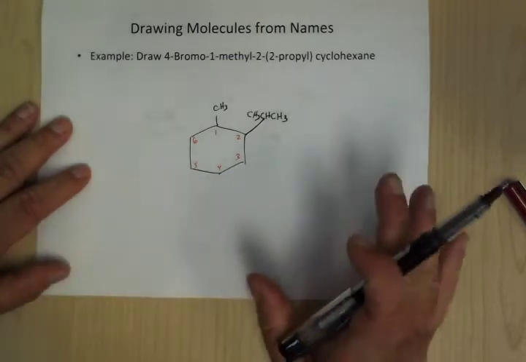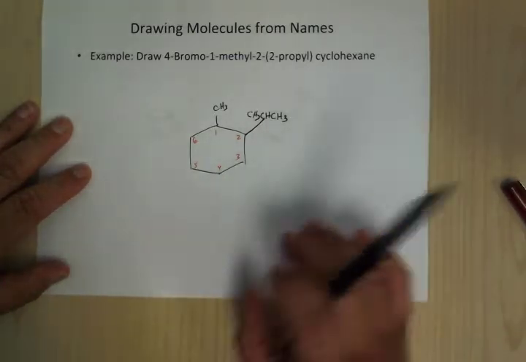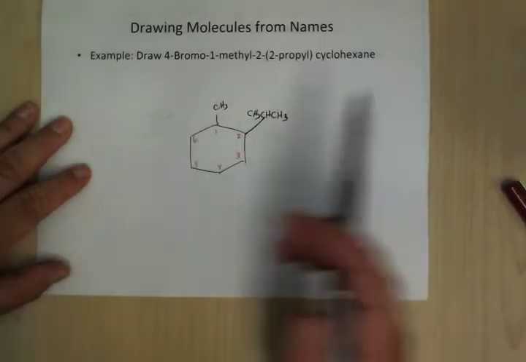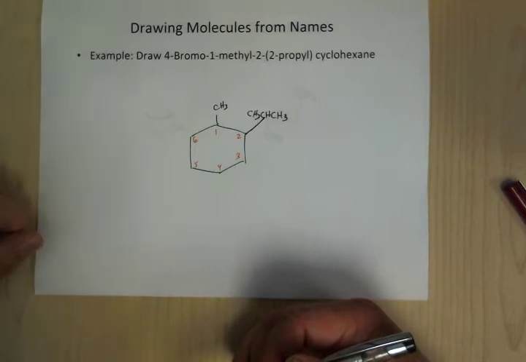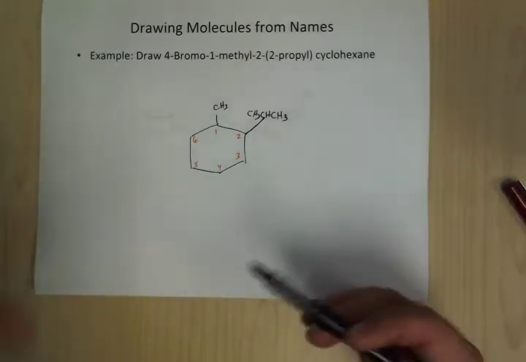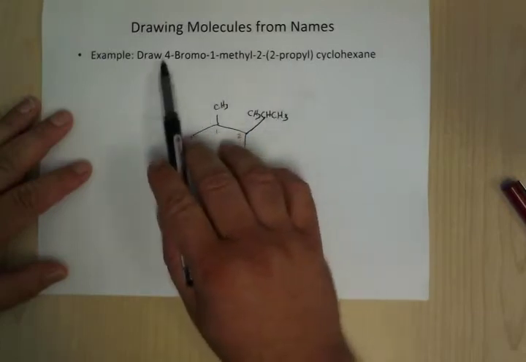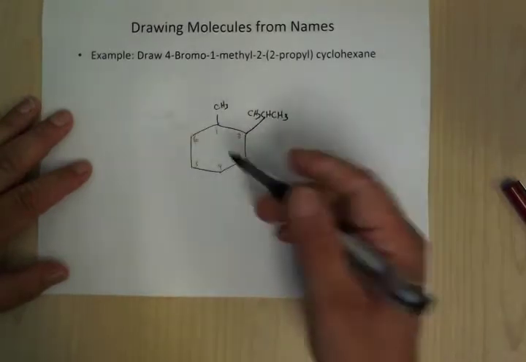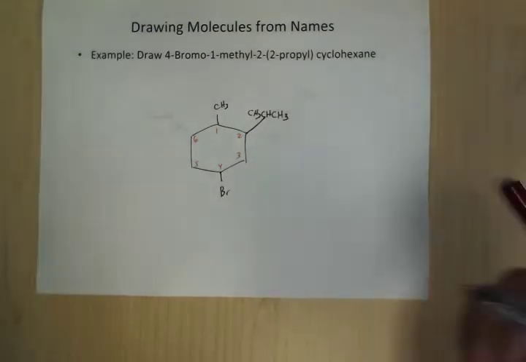I don't care if you do skeletal structures. I don't care if you do condensed structures. You could do a mix, like I'm doing, of condensed and skeletal. It really doesn't matter, so whatever you're comfortable with. And then for bromo, hanging off of carbon 4 is a bromine. There you go. So what do we have?